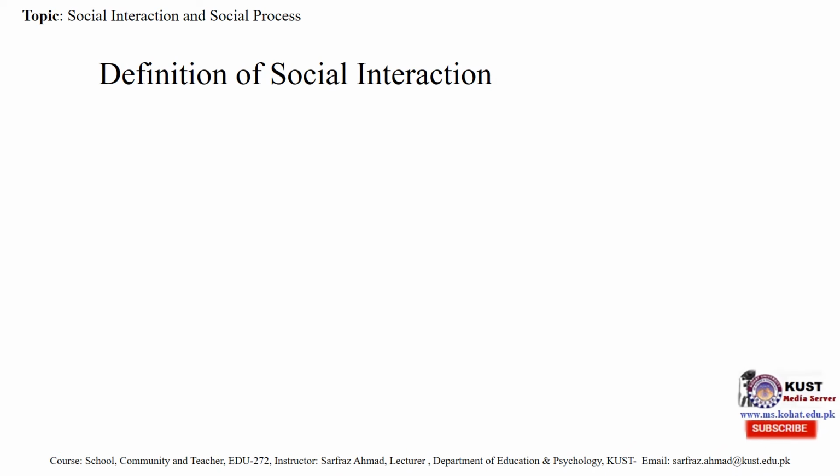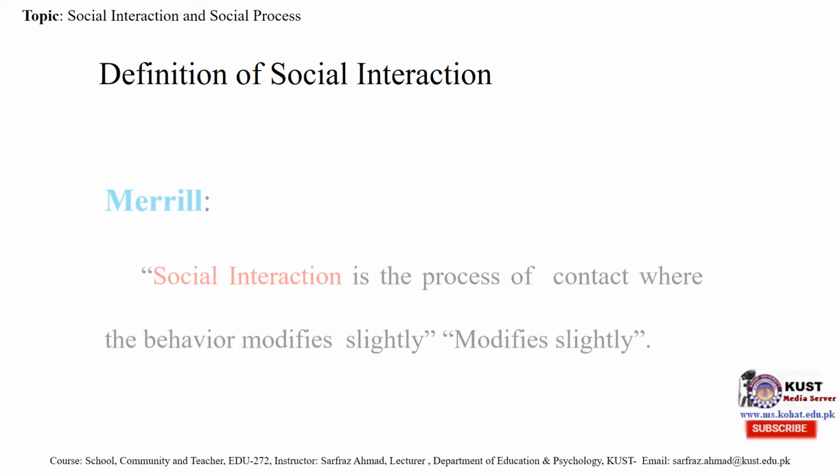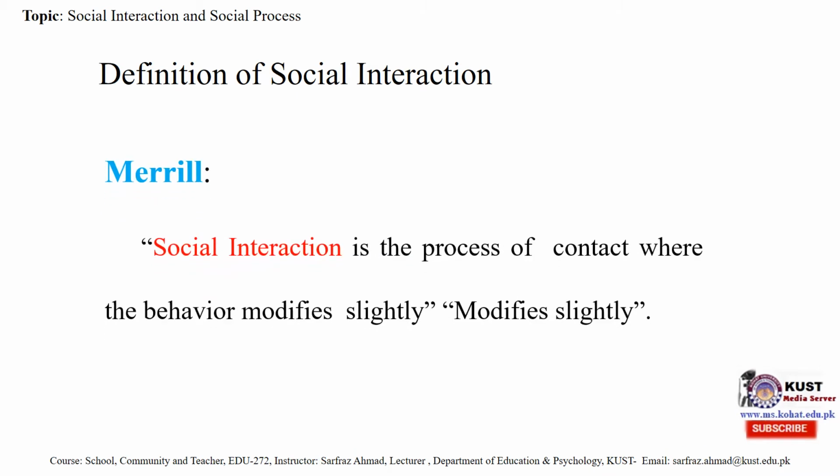Now, what is the definition of social interaction? Merrill defined that social interaction is the process of contact where the behavior modifies slightly. In other words, social interaction is the process by which we act and react to those around us. Social interactions include a large number of behaviors, so many that in sociology, interaction is usually divided into 5 categories. These are exchange, competition, cooperation, conflict, and cohesion.